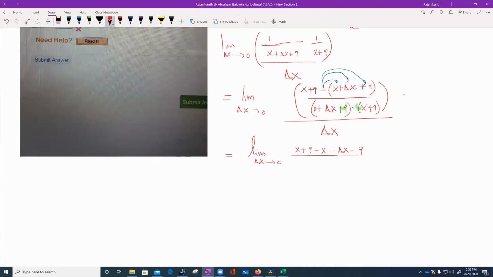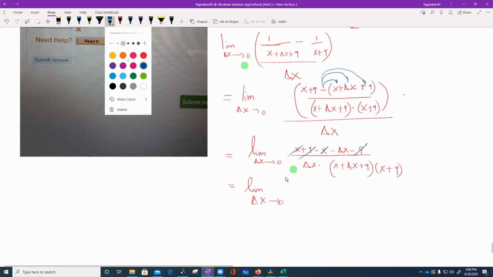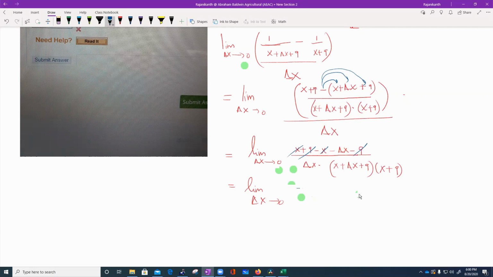Over this denominator, which will go with this denominator and get multiplied. These are basic properties of fractions, right? Let us simplify further. What are the terms going to be cancelled in the numerator? Then you will get only negative delta x. The denominator says delta x times x plus delta x plus 9 times x plus 9.